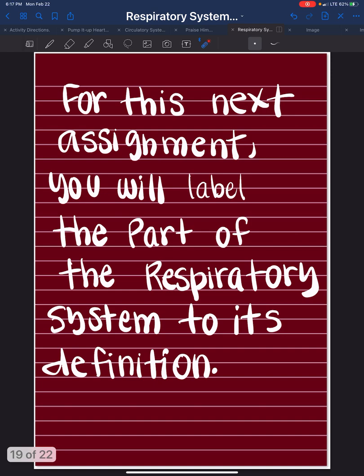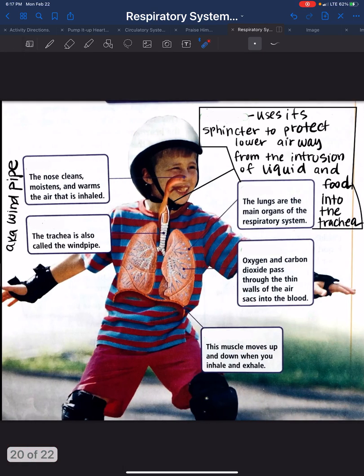For the next assignment, you'll label the parts of the respiratory system and match it to its definition. So all that you'll do, and the assignment is attached, is you will list which part, you'll label which part matches.